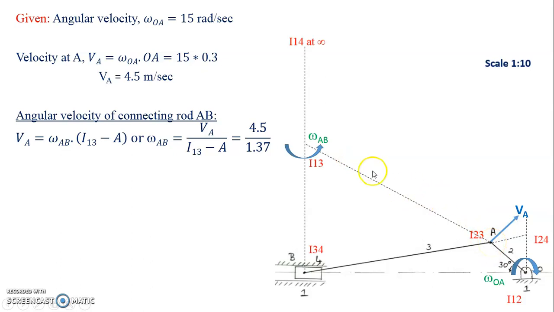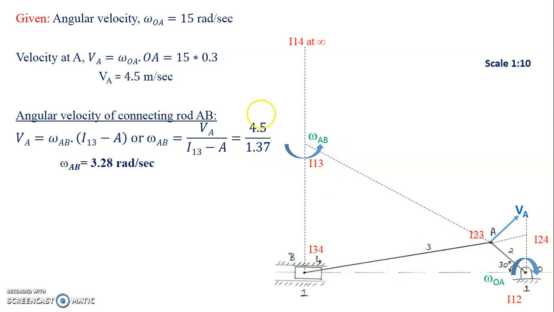Okay, so this point I have to measure in the scale. That's why this drawing diagram is very, very important. So the distance from I13 to A will actually give me the length. In our scale, I think it will come to 137 mm. But then the scale factor is 10, so I have to multiply by 10, which is 1370 millimeter or 1.37 meter. You substitute and get the answer.